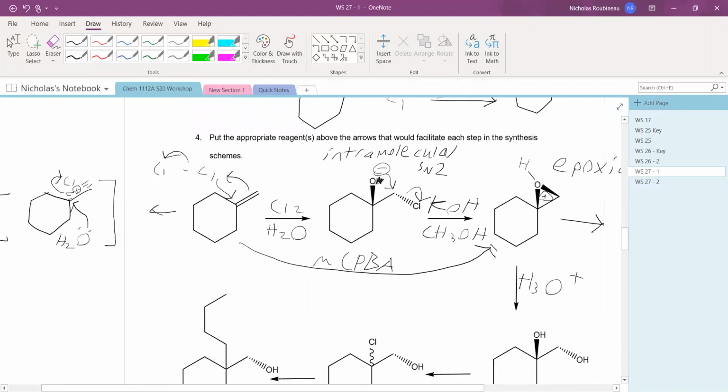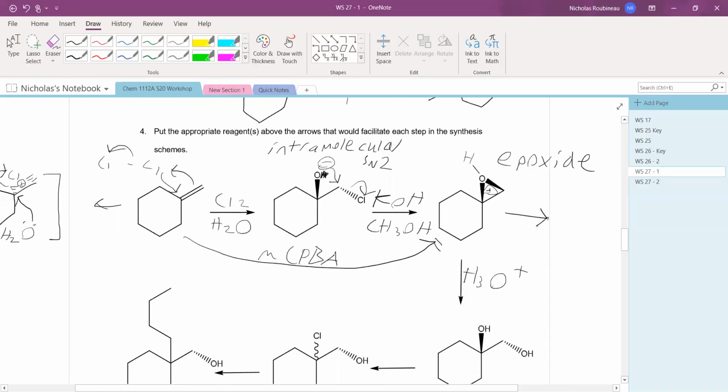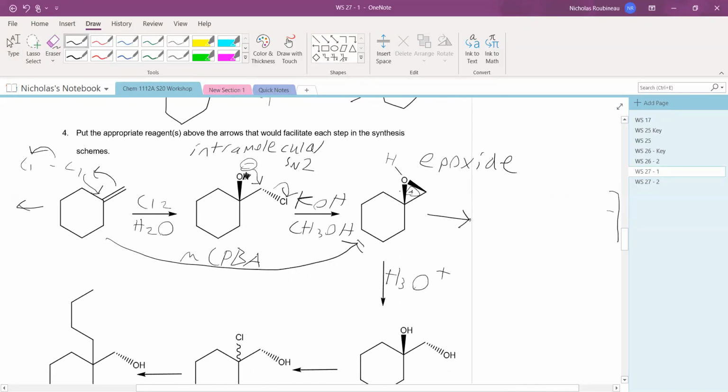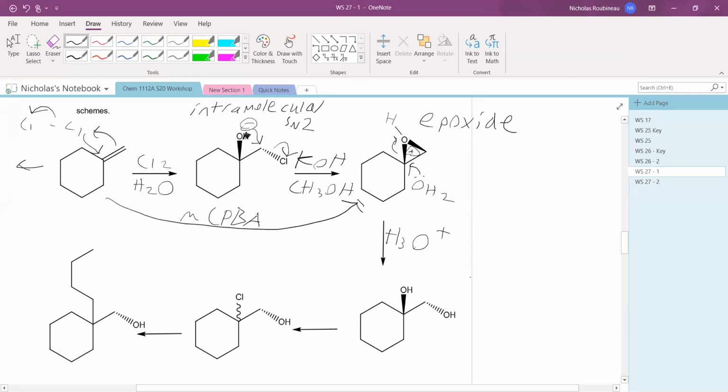So then it's basically the same as the water attacking that cyclic intermediate with the chlorine, but instead of being a chlorine, it's an oxygen. And I'm not going to draw the intermediate, because you end up with an alcohol on one and then the water gets deprotonated and you're left with that. So that's why they're trans. So this is how you would form a trans 1,2 diol.